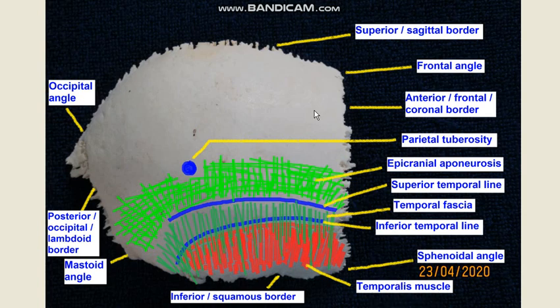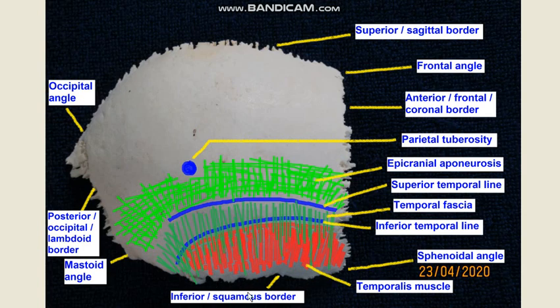Here you can make out the details on the external surface of the parietal bone, and again you have the frontal angle over here, the sphenoidal angle over here, the occipital angle over here, and the mastoid angle over here. So anterior superior angle, anterior inferior angle, posterior superior angle, posterior inferior angle. You have the anterior border over here, the anterior or frontal or coronal border, which will form the coronal suture with the frontal bone. You have the inferior border over here, which is also called the squamous border.